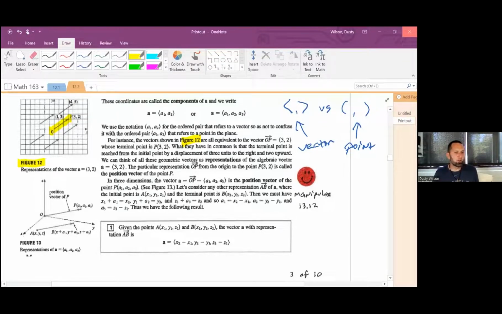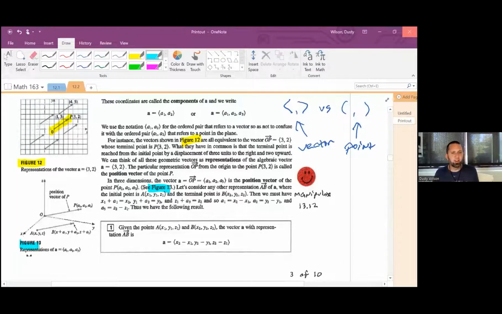The particular representation OP from the origin to the point P, which is (3, 2), is called the position vector of the point P. So the position vector starts at the origin. In 3 dimensions, the vector A equal to OP equal to ⟨a1, a2, a3⟩ is the position vector of the point P (a1, a2, a3). See figure 13. This is down here.